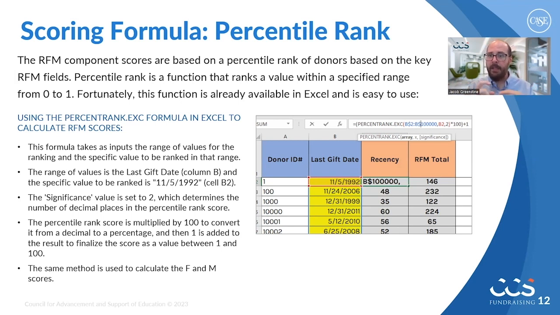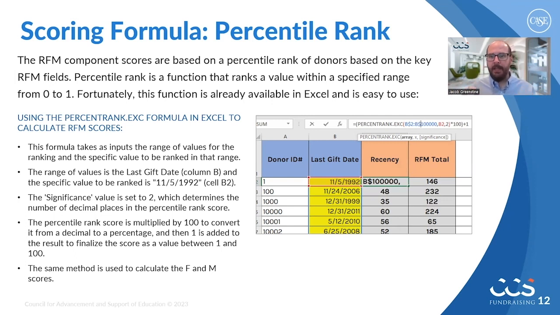The first argument is the array. This is the total data set that you're examining. So for the R score, it's going to be all of your donors' last gift dates. For the F score, it's going to be all of your donors' total number of gifts, and so on, right? And that's the framework by which you want to evaluate the particular donor, is that array.